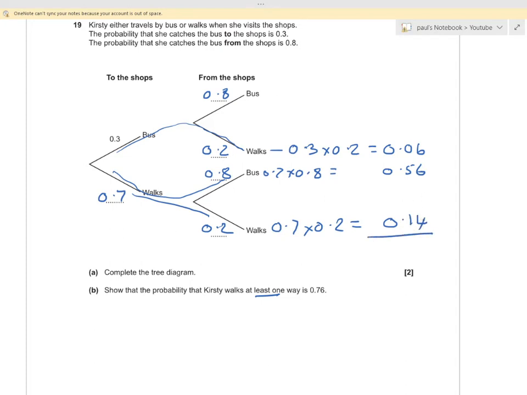God, brain's melting now. So I'm getting 0.76. Yeah. Oh, there's the answer for you anyway. 0.76.